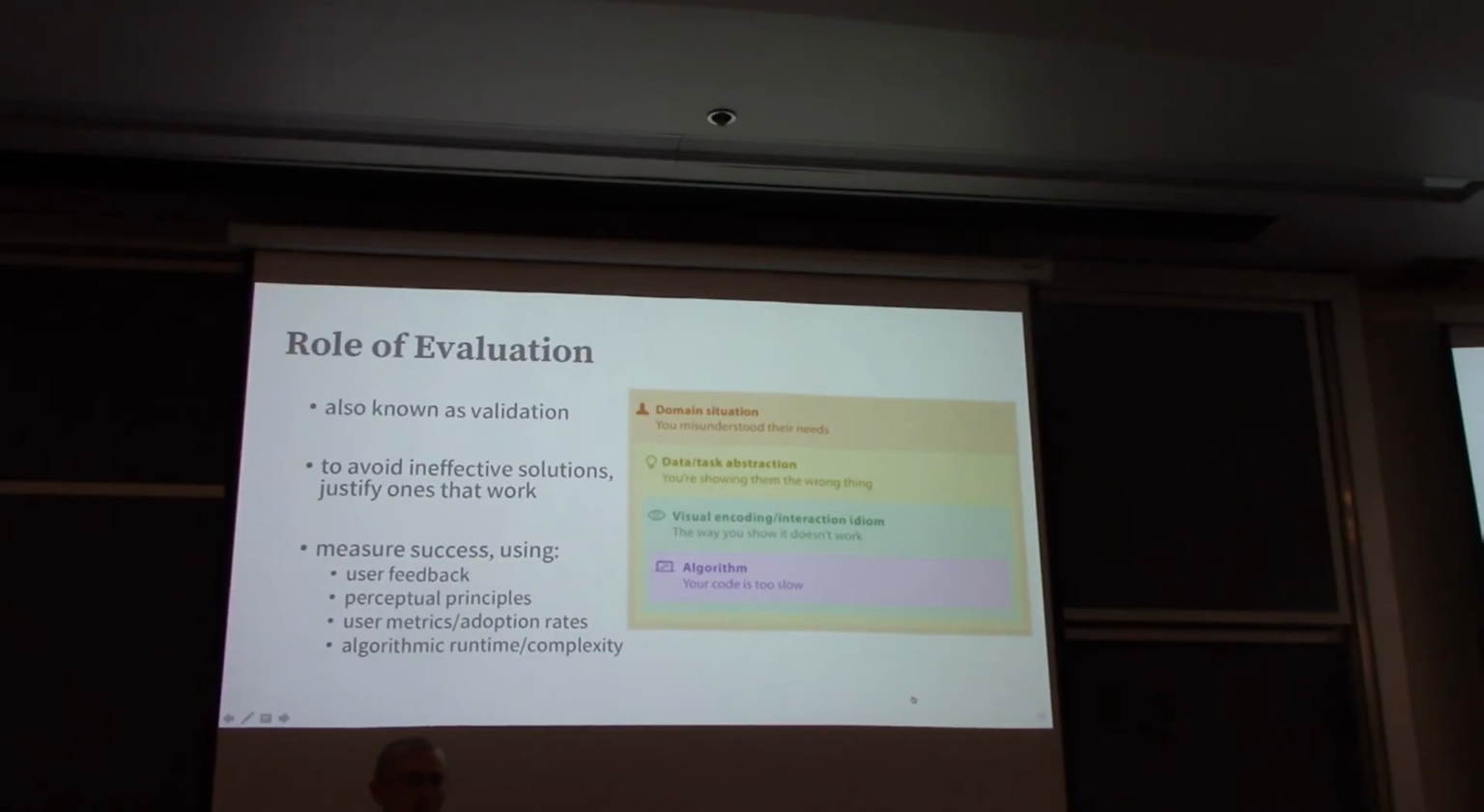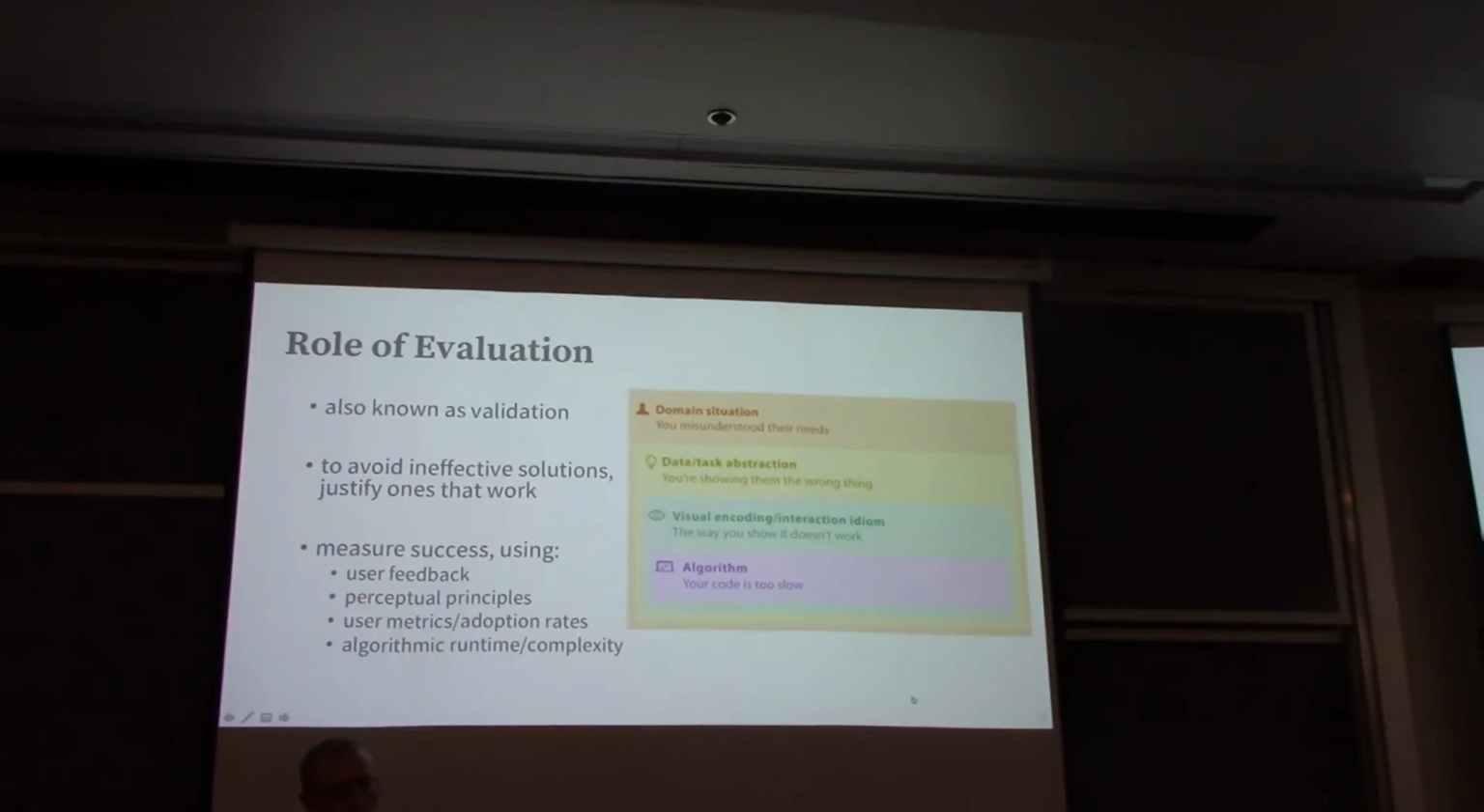And there are these threats to validity here on the right side of the screen. Things like you might misunderstand the user's needs if you don't get the right domain abstraction. Or you might show them the wrong thing. Or the way you show it doesn't work. Or it's just too slow, so they can't get to the actual views they want to see fast enough. There are many different ways to measure success, and we'll get back to this later, but some of these ways could be user feedback, using perceptual principles to pick certain encodings, user metrics or finding adoption rates, and then the algorithmic runtime or complexity of what you're using to run.